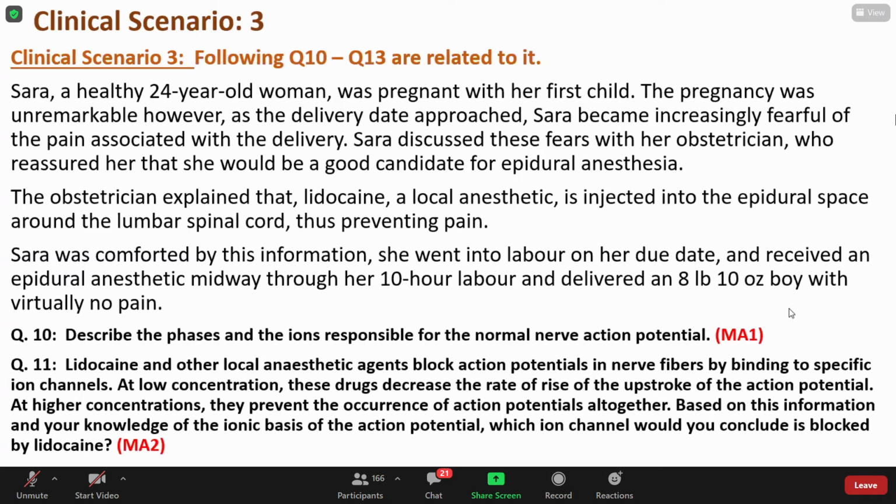So lidocaine is lipophilic. It will get into the cell and it will bind to the internal portion of the voltage-gated sodium channels and inactivate them. So they will close the voltage-gated sodium channels and they will prevent the upstroke of the action potential. Okay. Is there any question related to that? Is everybody very clear about that?